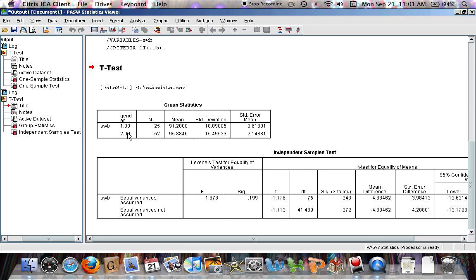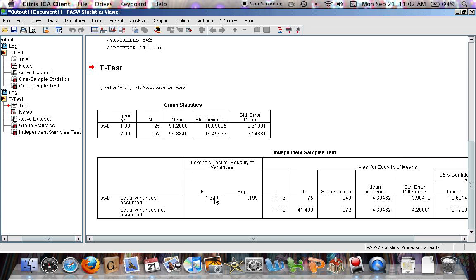We have our output again, gender 1, gender 2. There are 25 of the men and 52 women. Mean for the men is 91.2, mean for the women is 95.8. Here are their standard deviations. Remember, one of the assumptions for the independent samples test is that there is homogeneity of the variances of the variable in question amongst the two groups. That is your assumption, that the variance in spiritual well-being for men is the same as for women, and SPSS gives you a test for it. This is Levene's test to see if that is true.